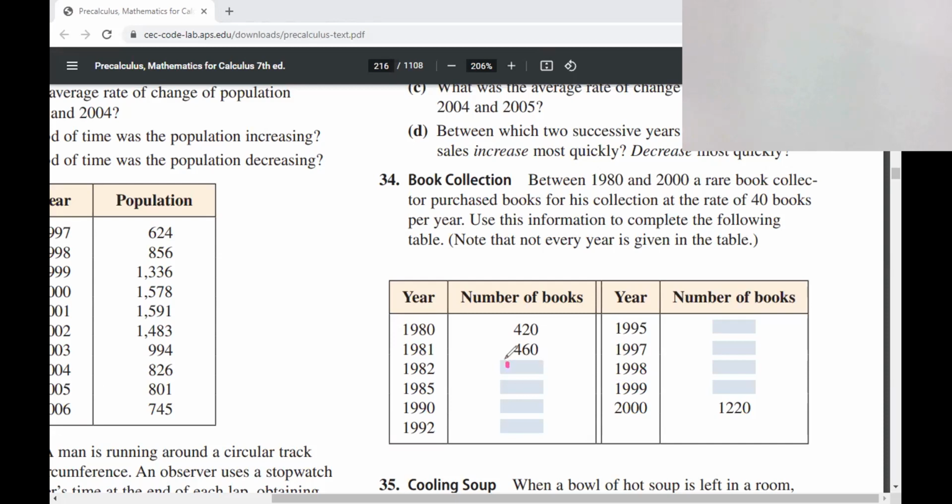Let me see if I can write it with my mouse. Okay. How about from 1982 to 85? Well, that's 3 years, right? 83, 84, 85. 3 years. 3 times 40 is 620. Okay. So that's 620, and then you guys can fill out the rest, right? That will be a homework problem.